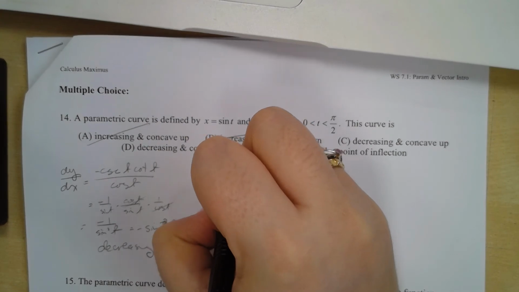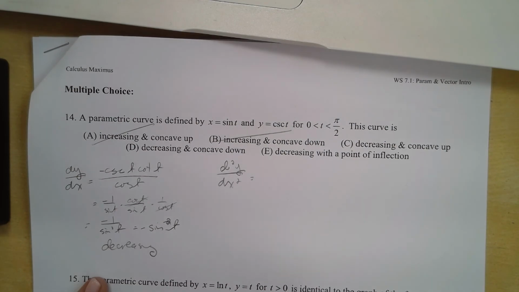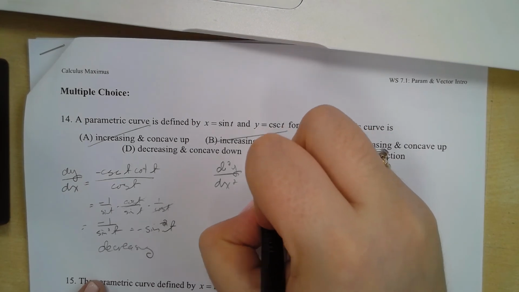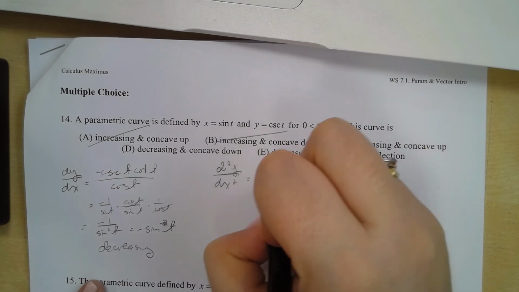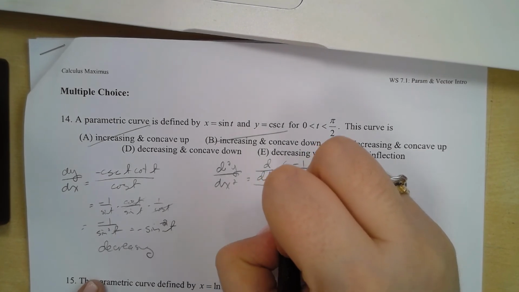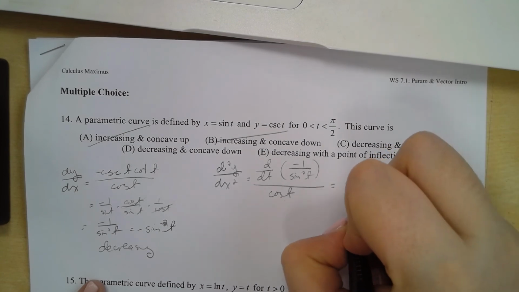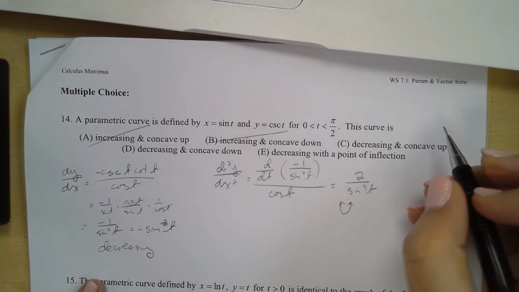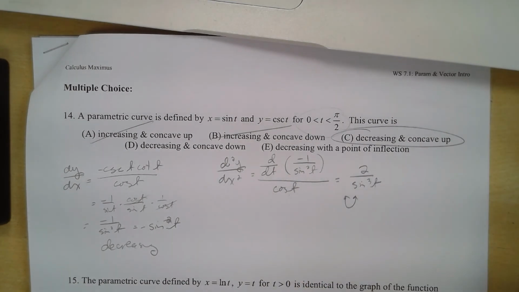So d squared y over dx squared is equal to, now, the biggest thing that people forget is how to do these derivatives for parametric. So don't forget the second derivative is d over dt of negative 1 over sine squared t over the original dx, which in this case is cosine of t. So this is going to be equal to, once I simplify it all, 2 over sine cubed of t. Well, that's going to be concave up. So our answer is actually C, okay? Concave up from 0 to pi over 2. That's where I'm evaluating this.